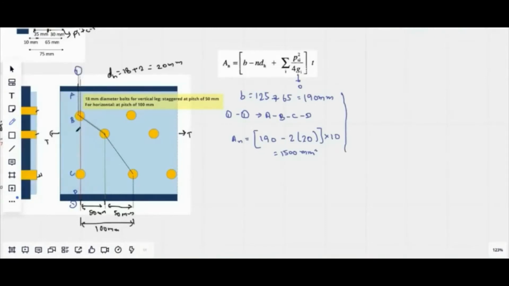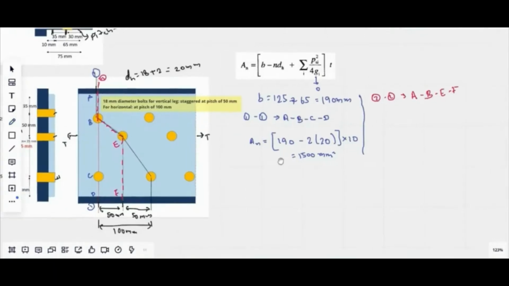Let us see the section 2.2. So consider the section 2.2, which is coming across the section A, meeting towards the point B, then inclining towards the point E, next crossing over the section from the point F. When I consider the section, it can be seen that again there are two number of bolts and there is only one inclined pitch.